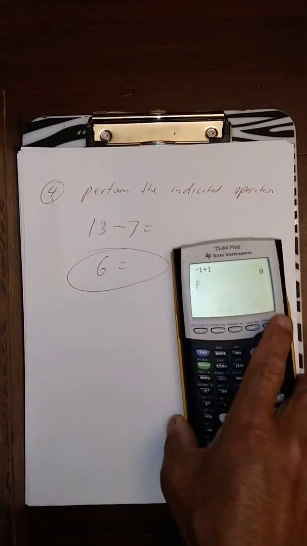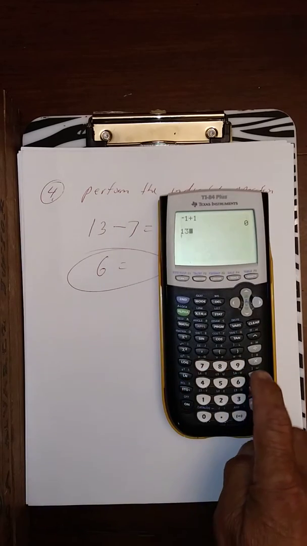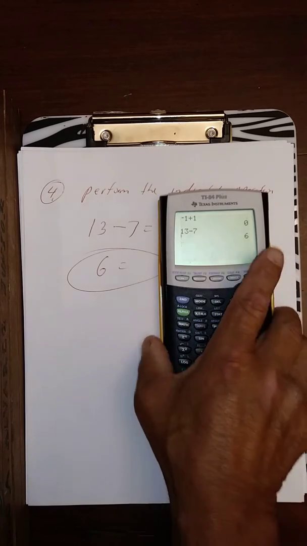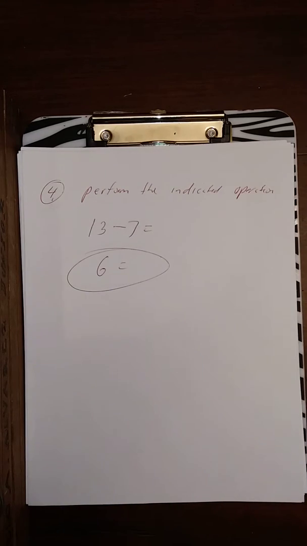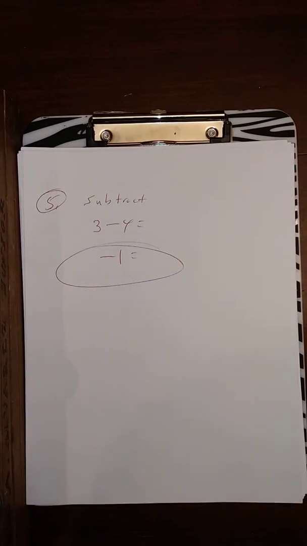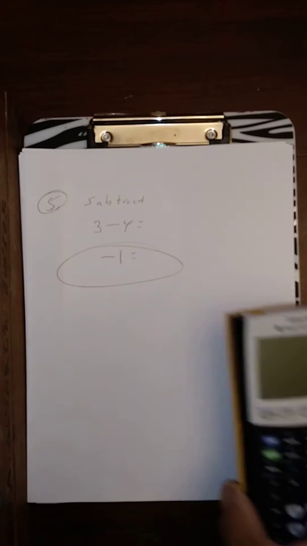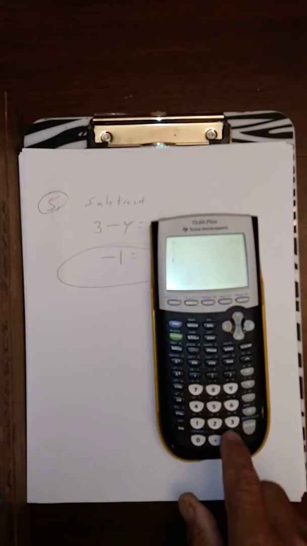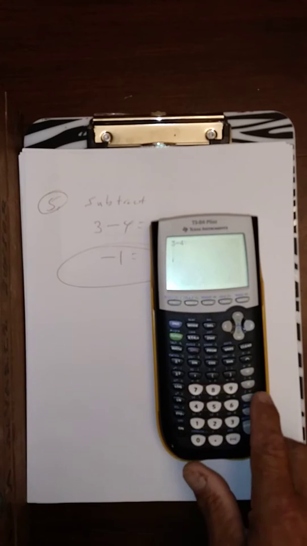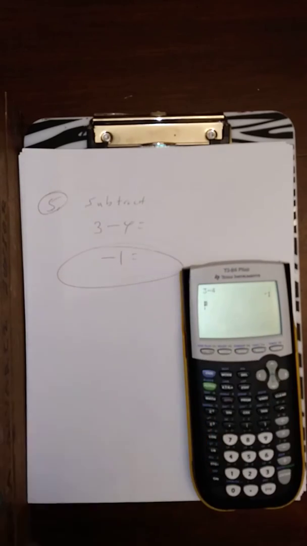Perform the indicated operation, so we have 13 minus 7. 13 minus 7 is 6. Yes, that's what we got. Alright, next one is 3 minus 4. Let's put it in, 3 minus 4, big minus sign, negative 1. Yes, that's what we got, negative 1.